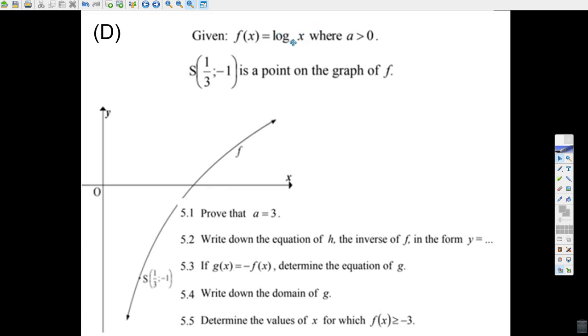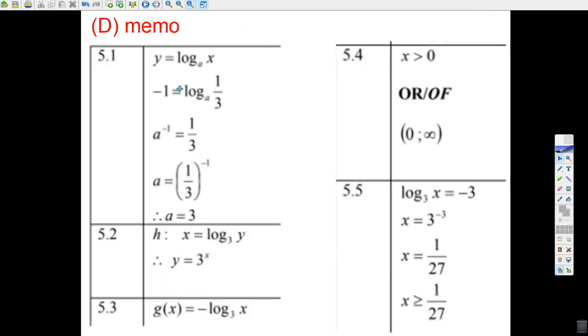f of x is the log of x to base a, where a is greater than 0. We've got a point, 1/3 and -1. It's a point on the graph. Now it says prove that a equals 3. Well, they've given you y is -1, and you've got x as a third, and that's all you do.